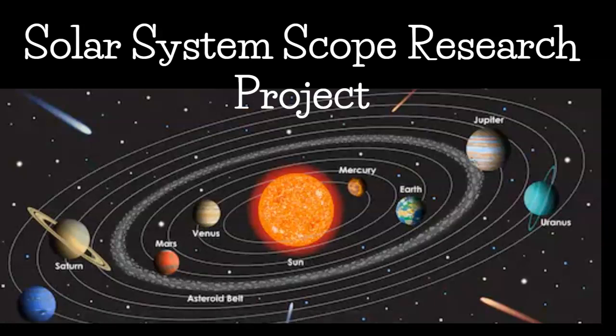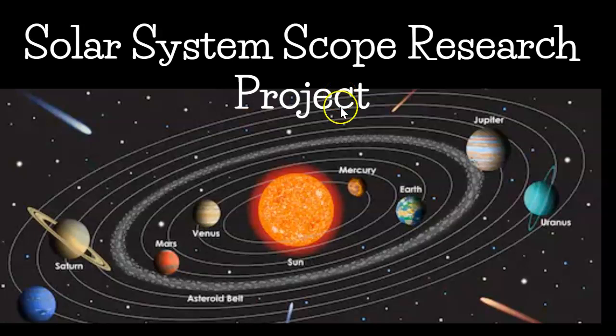Hi guys, so we are going to be wrapping up our unit on our solar system. The past few weeks we've been learning about the solar system, the planets in it, the sun, and how it's the center of our solar system, how the planets orbit around the sun on their orbitals and how gravity holds them together, and etc. So to wrap up our unit, we will be doing a solar system scope research project.